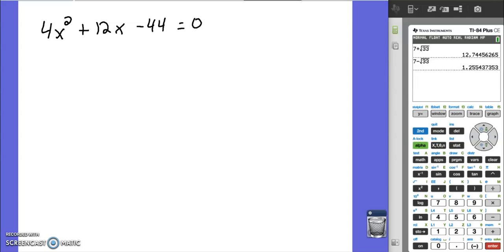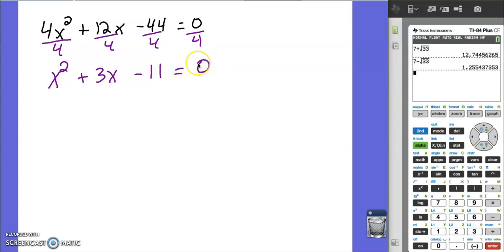So let's look at a problem. If you remember, to use completing the square, A has to be 1. So on this problem, what we have to do first is divide everything by 4. Remember, what you do to one side, you have to do to the other side. So this is now going to be x squared plus 3x minus 11 equals 0.